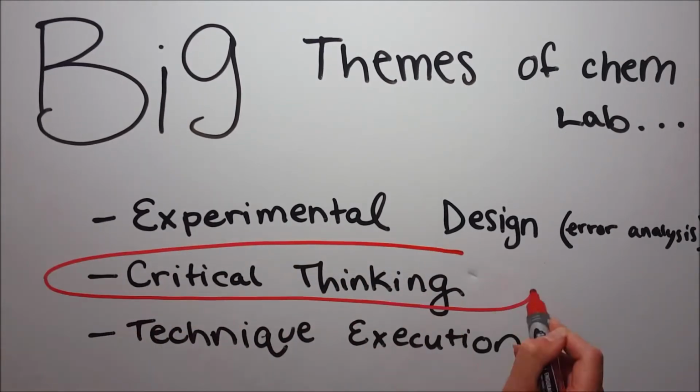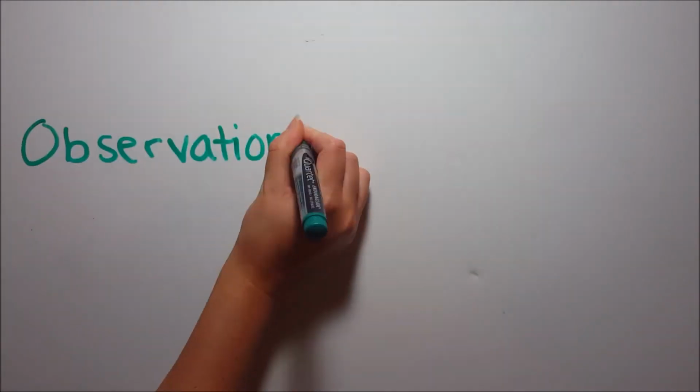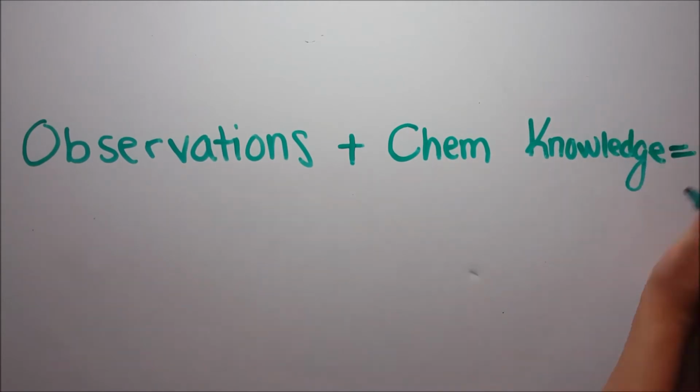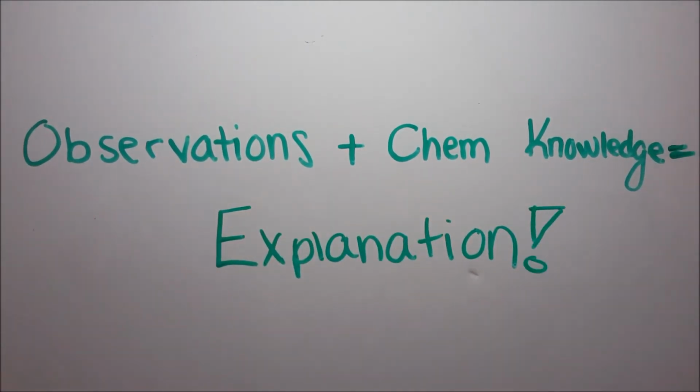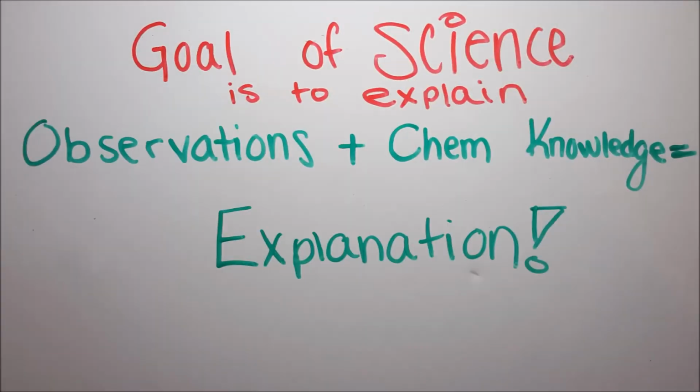The purpose behind us making you do all of these tests on various chemical properties is to stimulate your critical thinking skills. This lab is big on seeing if students can put their observations together with their chemistry knowledge to come up with an explanation for what they saw in the beaker. Remember from the first episode, the goal of science is to explain. In this case, you're explaining what happened in the beaker.